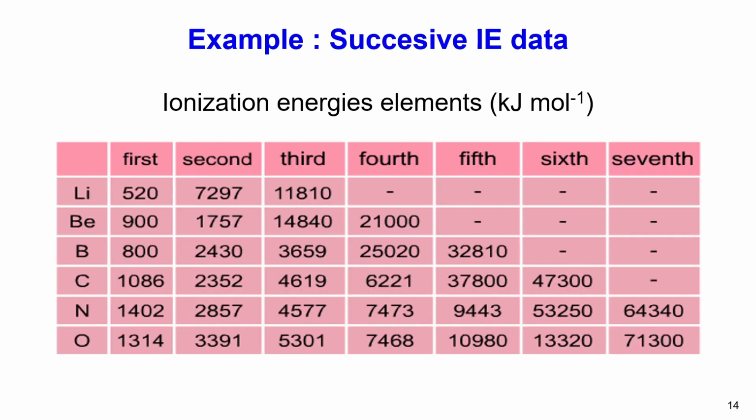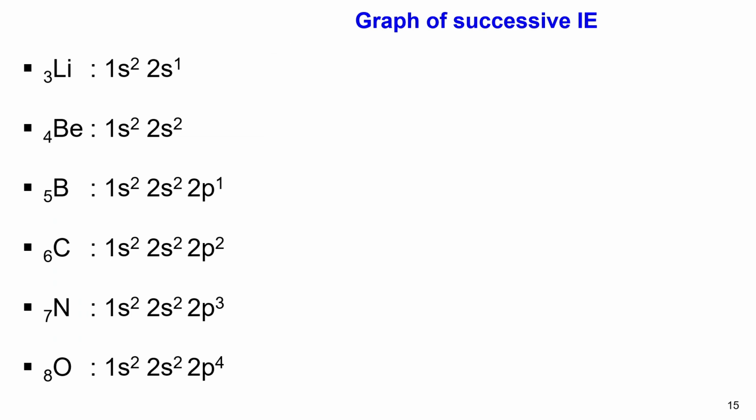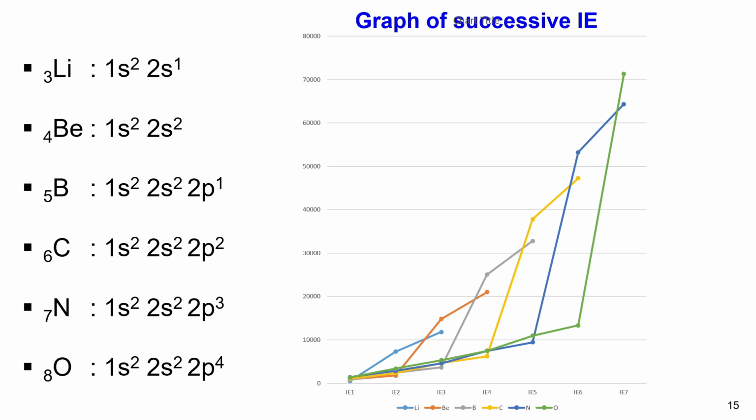Okay, alright. So this is the example of successive ionization energy data. So ionization energies for element in kilojoule per mole. So the first ionization energy, second ionization energy, third ionization energy. Okay, so lithium. Kenapa? Sebab lithium cuma ada 3 elektron. So the graph of successive ionization energy untuk lithium, you boleh tengok dekat situ yang bawah sekali. This one is for lithium. Lithium, first electron IE1, second electron IE2, and then the third electron IE3.